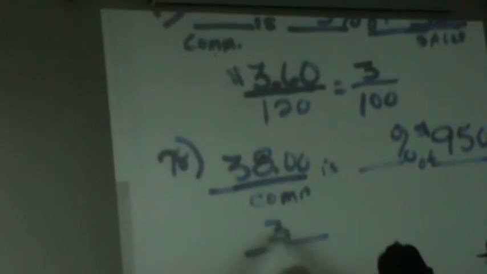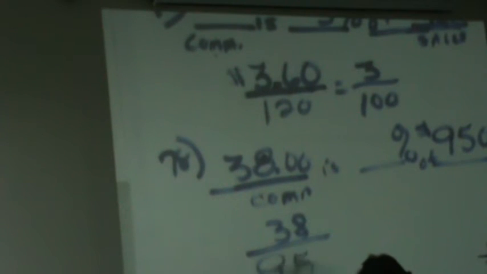Number 78. We're ready to go on? Okay. Ellen sells 950. Let's put that over here because we already know the sale's going to go over here. She sells 950 worth of clothes and she earns $38 in commission. The commission's going to go here. $38 is what percent of her sales? So you put 38 over 950 and you can get her commission rate.